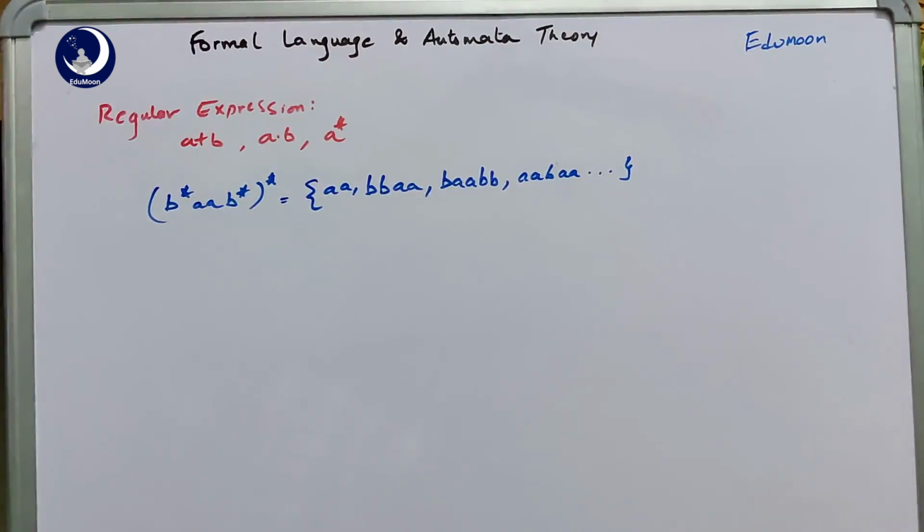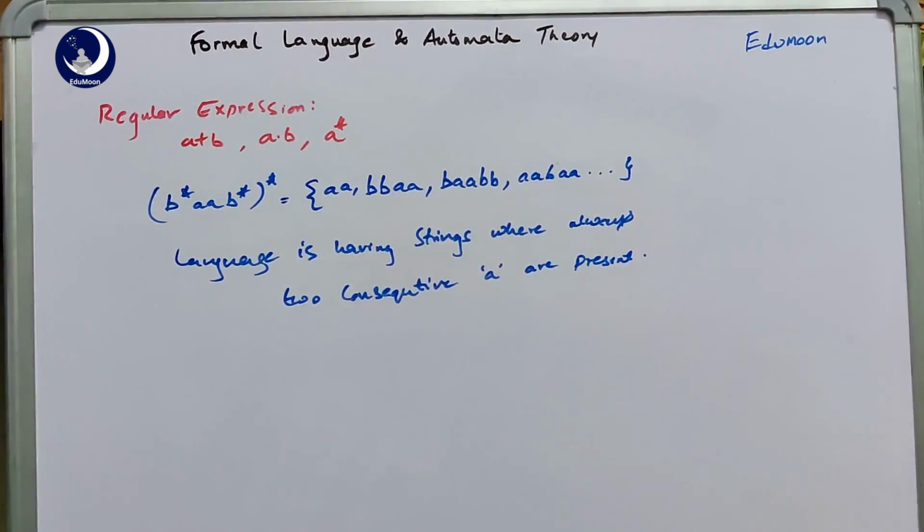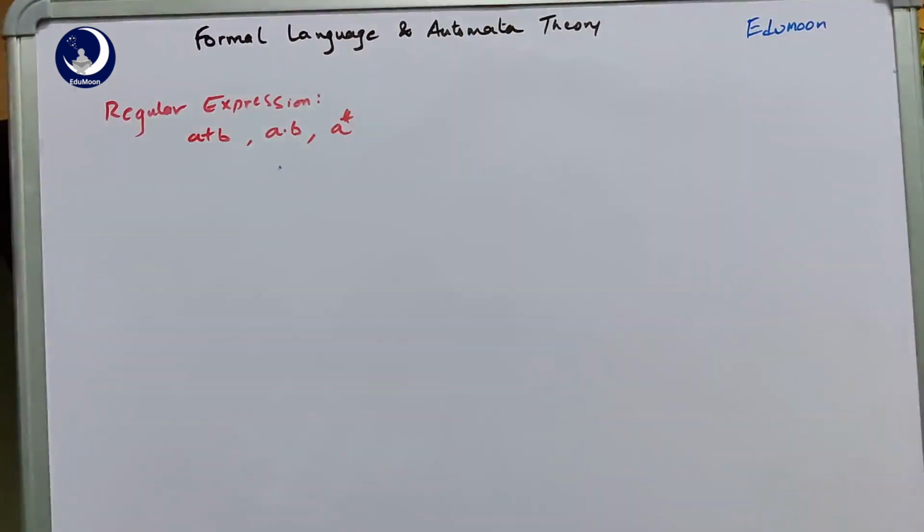You can observe the formation of the strings in this regular expression. There will always be 2 consecutive a's in the strings. Wherever we have an a, there will definitely be 2 consecutive a's, irrespective of the number of b's. So there can be any number of a's, but always 2 consecutive a's. So the language has strings where 2 consecutive a's are always present. Either 2 a's, 4 a's, 6 a's, whatever, there will always be 2 consecutive a's. So likewise you can generate regular expressions for given languages, and you can find the languages from given regular expressions.